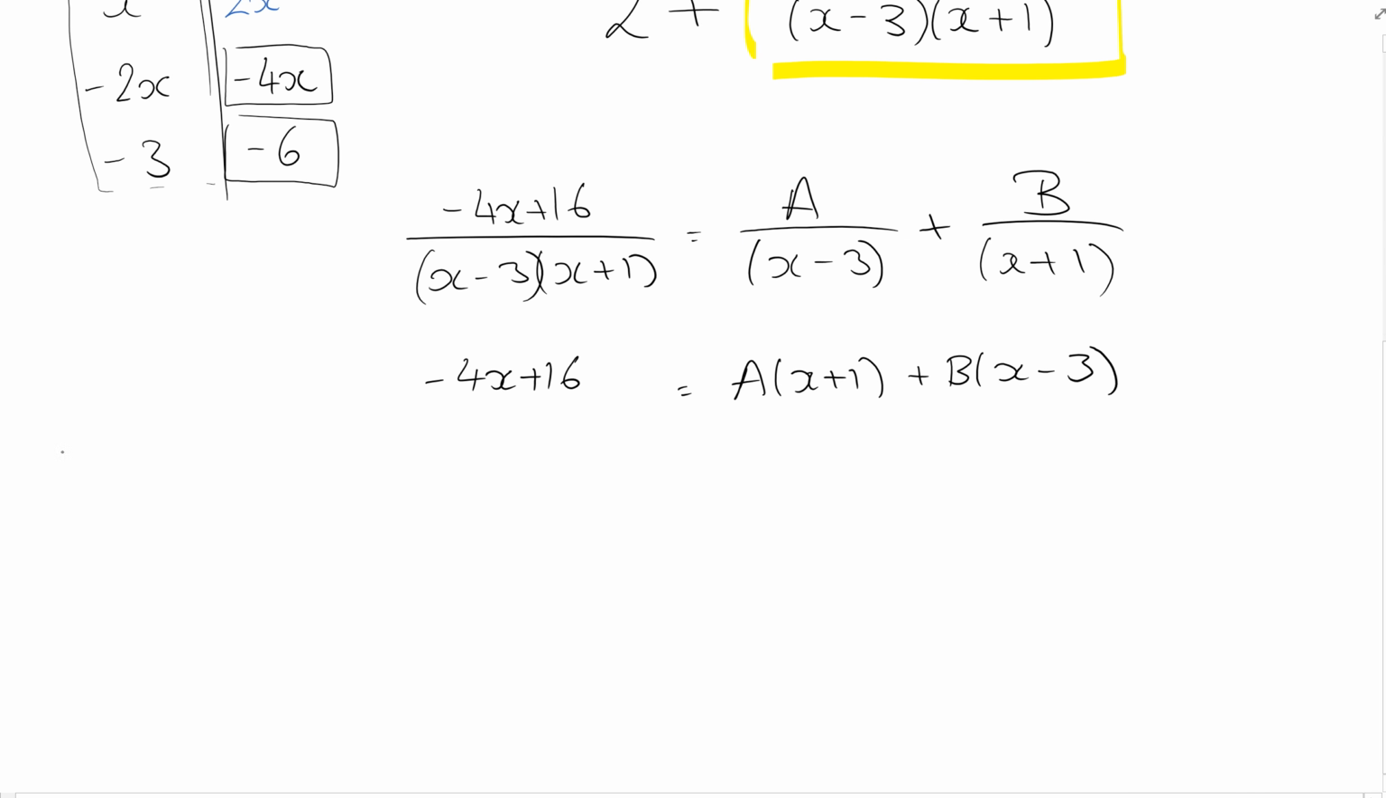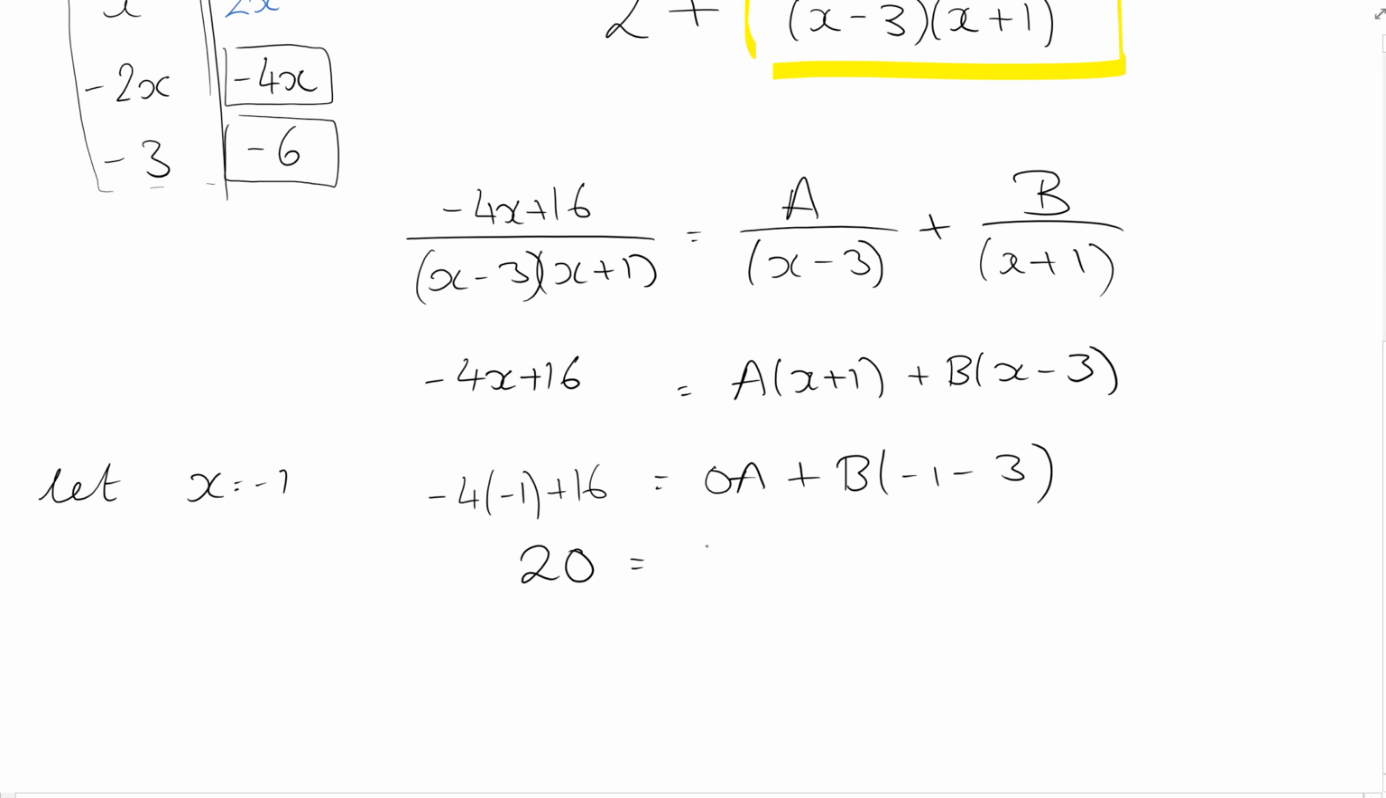So let's firstly let x equal minus 1, which will eliminate my A term. So I've put minus 1 in here, and obviously you've got a calculator, so you can use your calculator should you wish to. I'm just going to do it without because it's possibly actually a little bit quicker. So I've got minus 4 times minus 1, which is 4, plus 16, which is 20, no A's, and minus 4 B's. So B comes to minus 5.